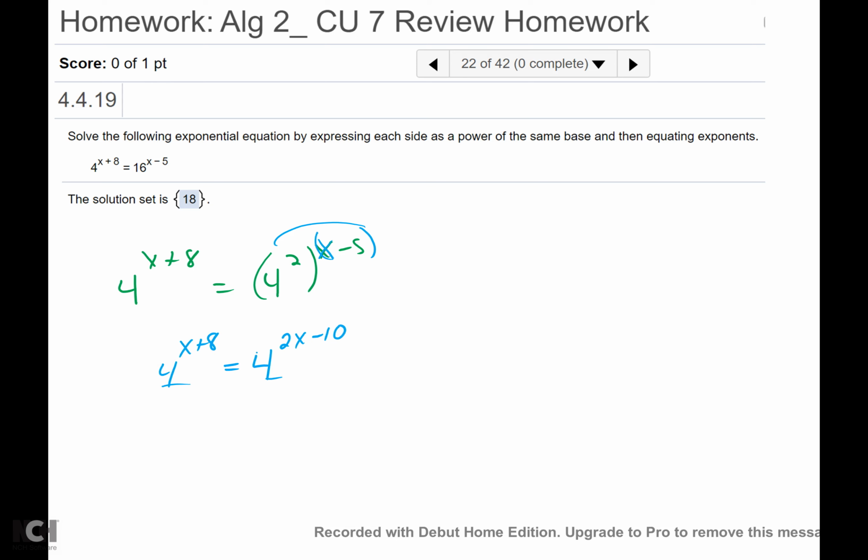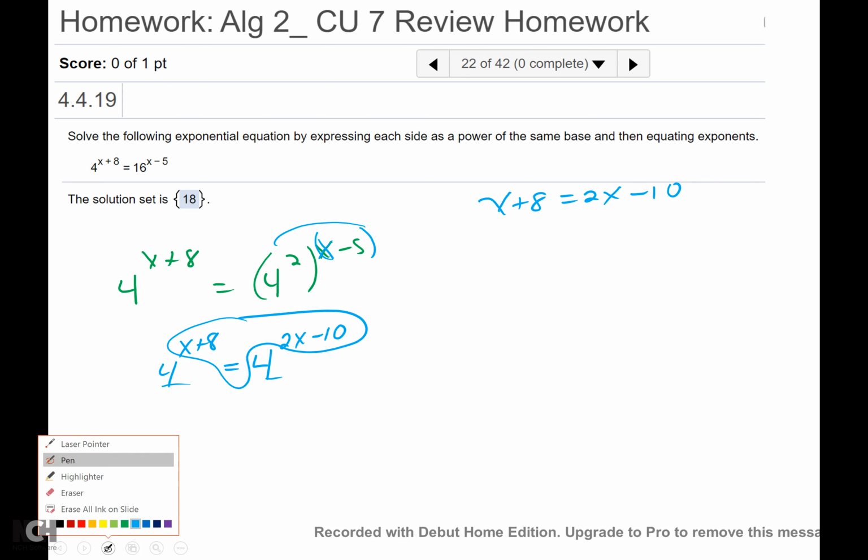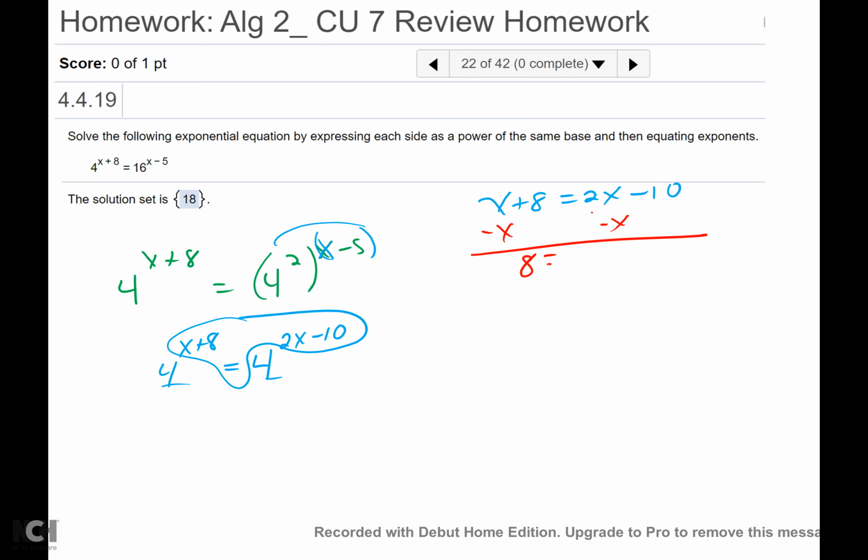Now that my bases match, I can say that my exponents have to be equivalent. So once I do that, I can get x alone, minus x, 8 equals x minus 10, add 10, x equals 18. Alright.